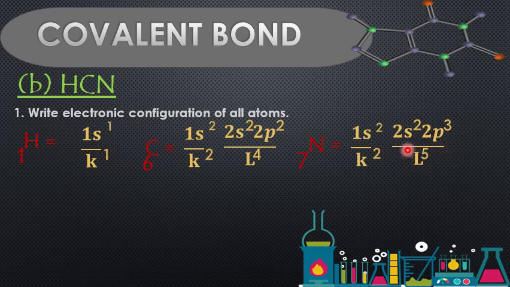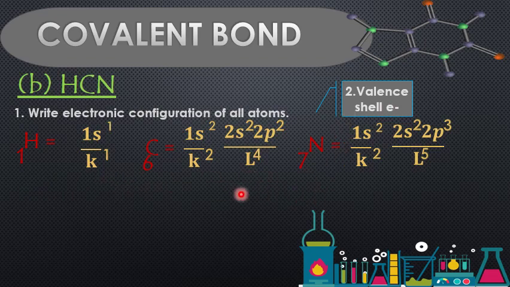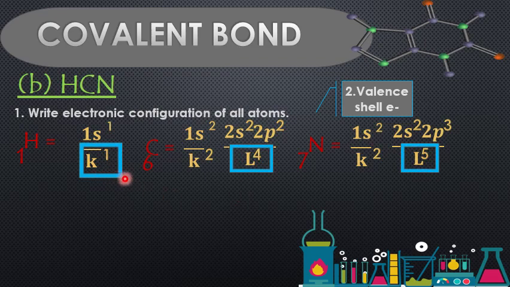You can see that their outermost shells are incomplete, so that's why these elements react together to make the compound HCN, and they develop a covalent bond by sharing of electrons, which we have to see. Now our second step is to find out the valence shell. When we know the valence shell, then we can figure out how many bonds they will be making. The valence shell of hydrogen has 1, so it needs 1 electron to complete.